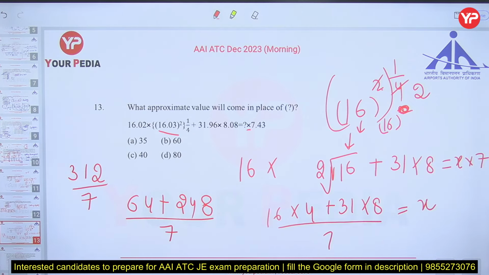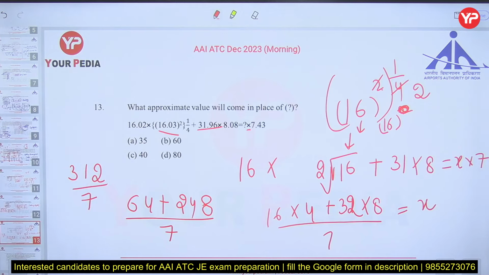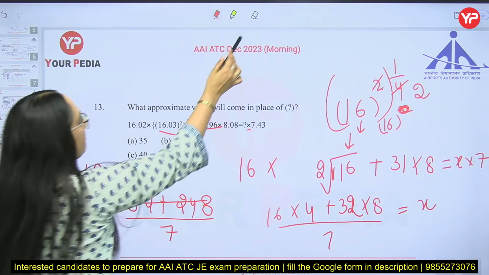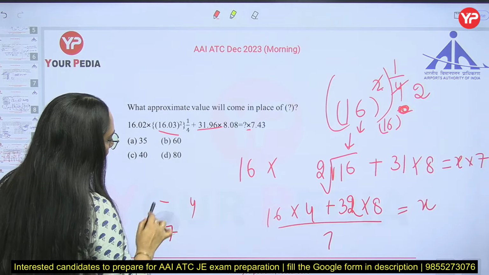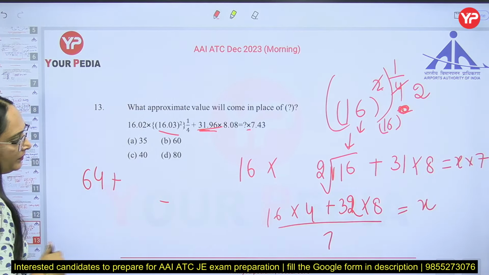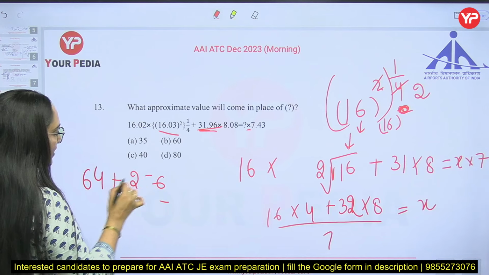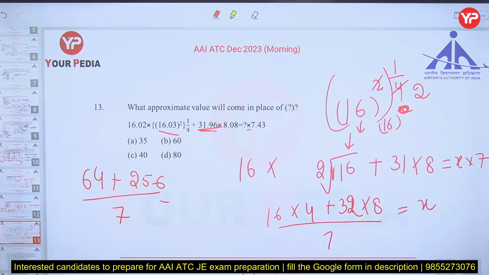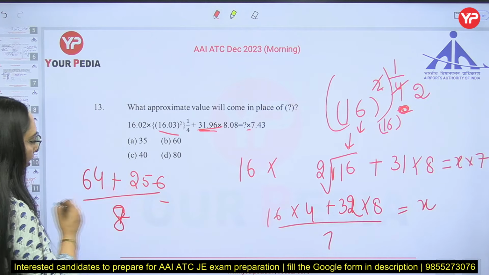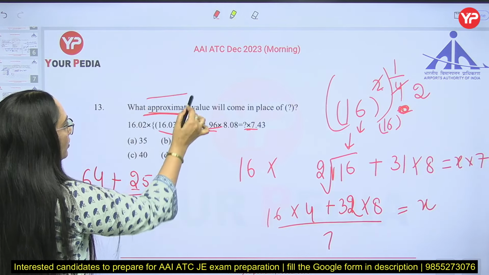16 into 4, okay, then plus 31, or we can say 32 also. Because this is very close to 32, the value of this one is 32. So 32 into 8. So 64 plus 32 into 8, 8 2s are 16, 8 3s are 24, plus 1, 256 divided with 7. If we consider it 8, because both are multiples of 8, just consider it 8, because here we only need to find the value in approximation.